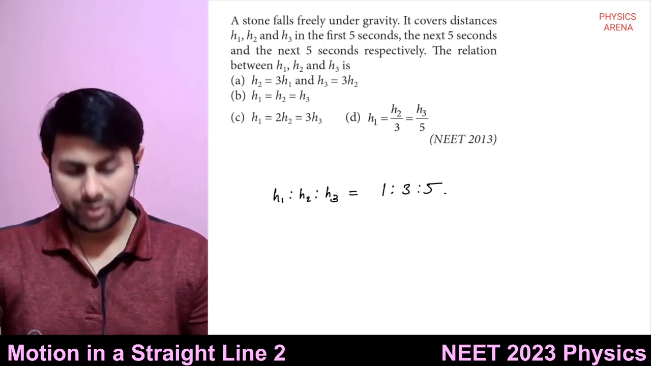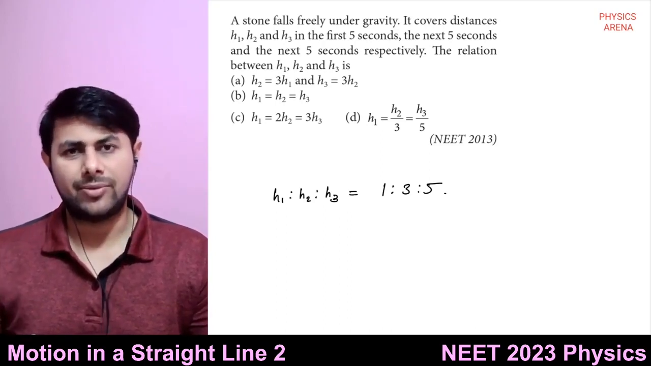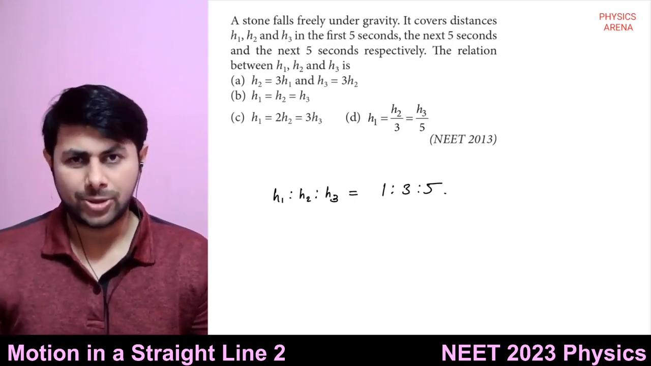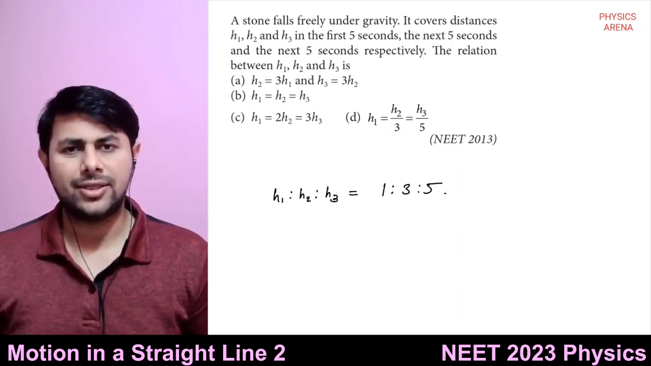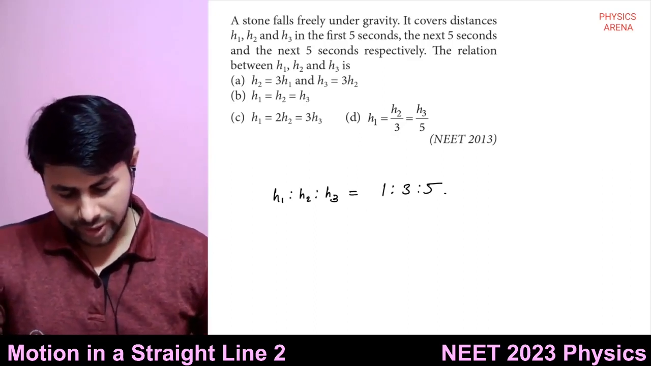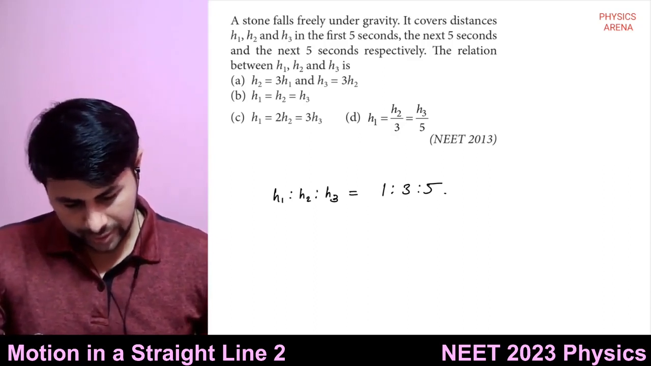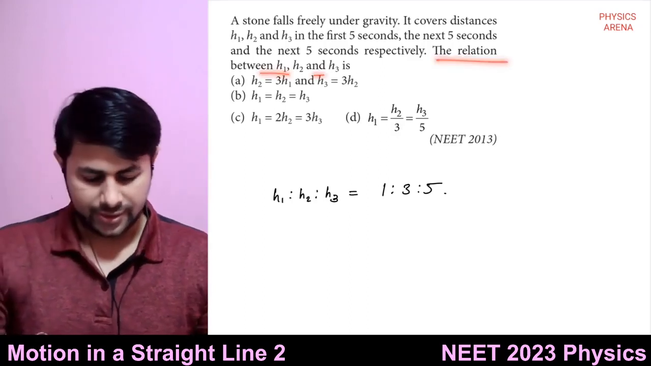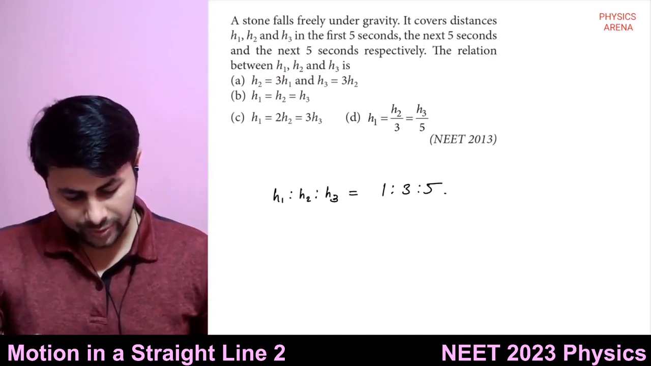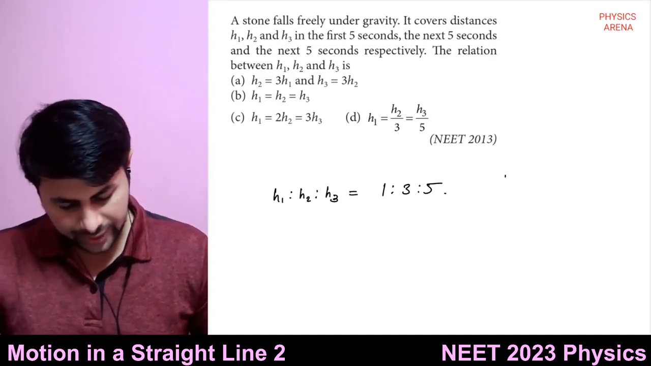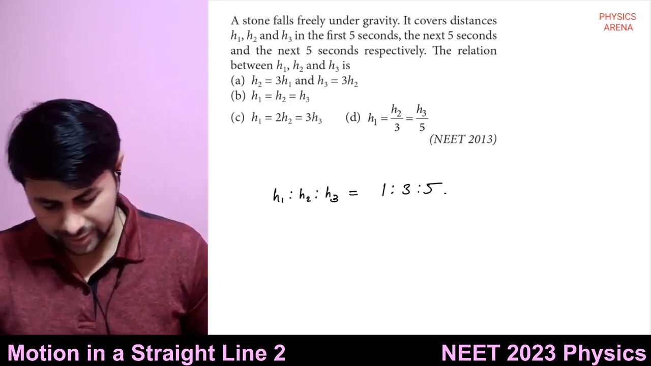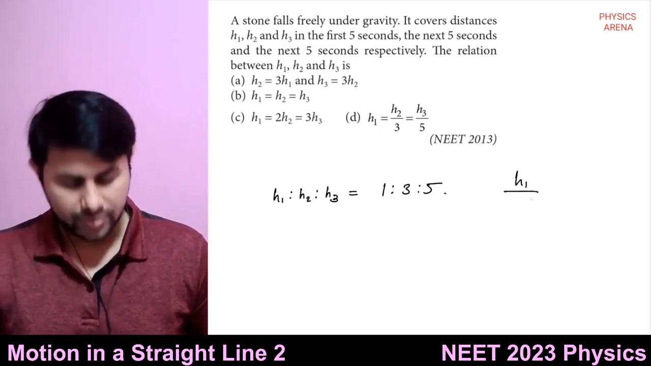Using Galileo's law of odd numbers, distances covered by a body in equal intervals of time, which is performing uniformly accelerated motion, are in the ratio of 1 is to 3 is to 5 is to 7 and so on. But now what are we asked? The relation between h1, h2 and h3. So now I can write h1 is to h2, or I can write this as a ratio. By ratio I mean quotient.